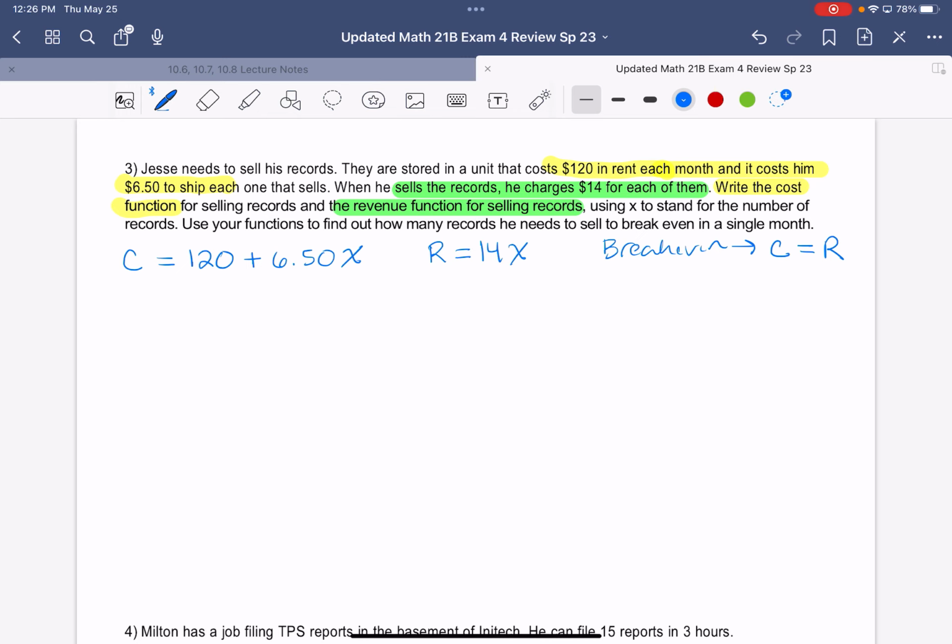So that's telling me to take my cost equation and set it equal to my revenue. So 120 plus 6.50x, that was my cost. Set that equal to the revenue. Set that equal to 14x. We're not done, but are there any questions on this setup?